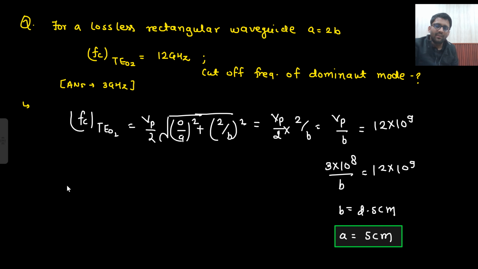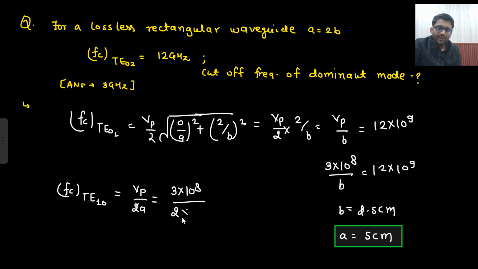What I need to find? FC, the cutoff frequency for the dominant mode, which is TE10. That is equal to Vp by 2A. So 3 into 10 to the power 8 divided by 2 into A, 5 centimeter, 10 to the power minus 1, gives 3 gigahertz. Here I do not even need this value of Vp because eventually it will get cancelled. I just now noticed it.